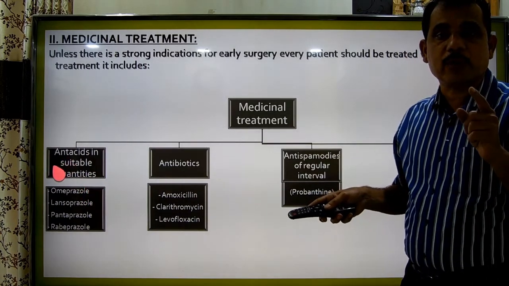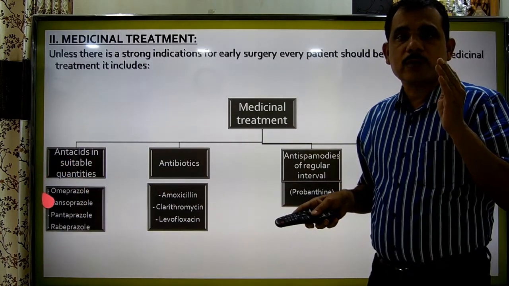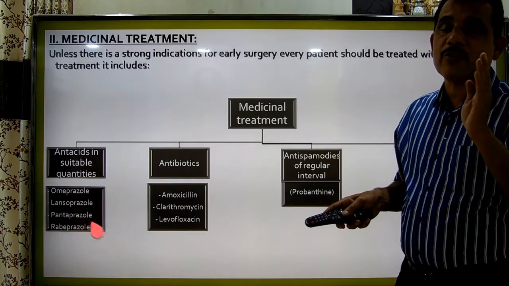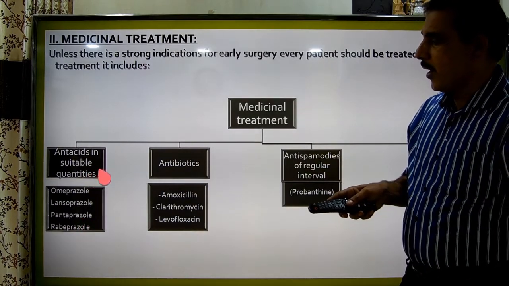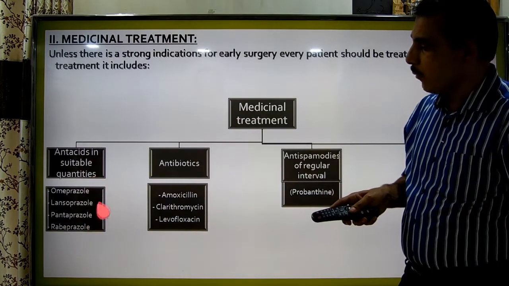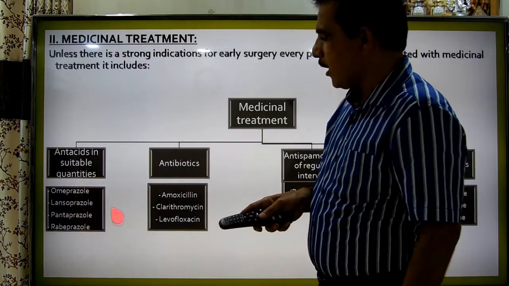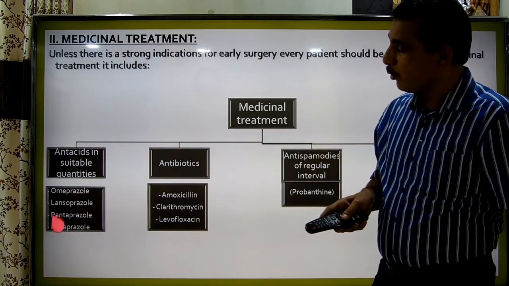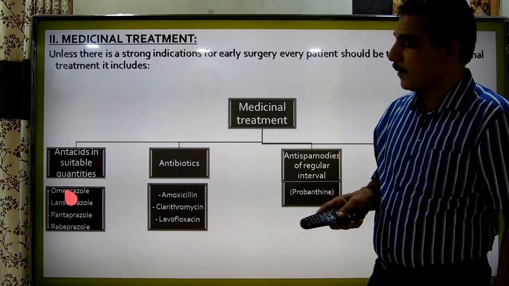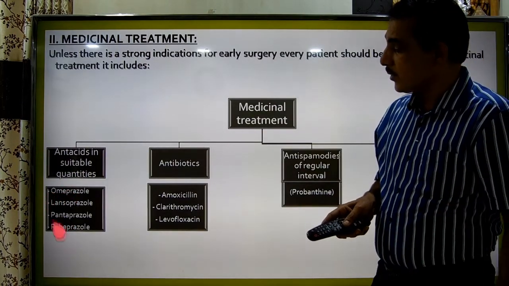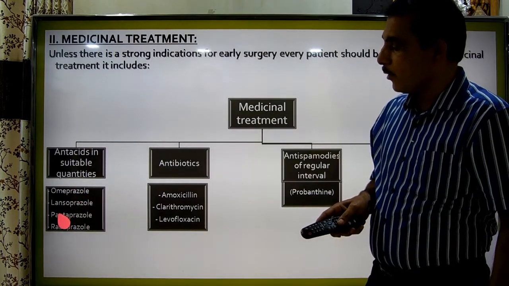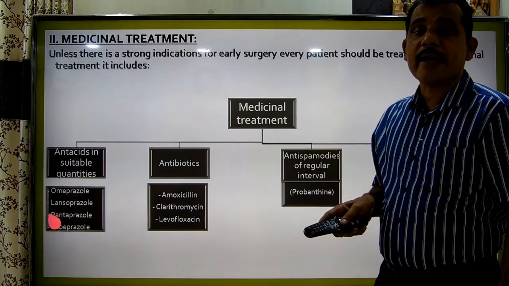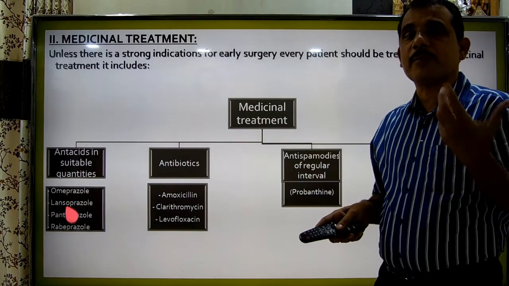Why are we using suitable quantities? Because the dose and quantity of the antacids are variable with the patient. The most frequently used antacids are omeprazole, lansoprazole, pantoprazole, and rabeprazole. In some books, many people give rabeprazole first, but don't start with rabeprazole directly. First start with omeprazole, lansoprazole, pantoprazole, and then rabeprazole. This antacid neutralizes the acid secreted in the stomach, and the patient is immediately relieved.